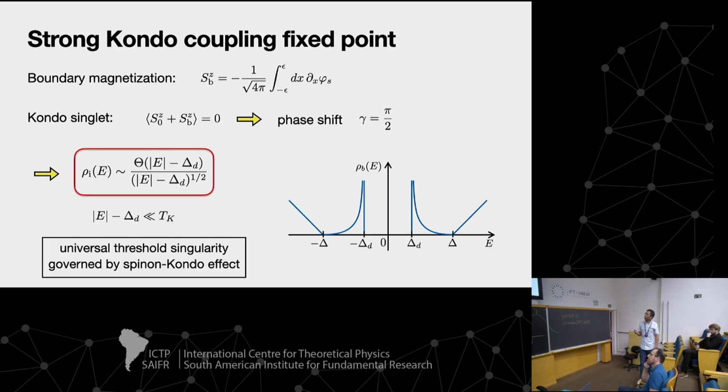So I want to argue that actually if you flow to strong coupling, you get the largest possible scattering phase shift, which is pi over 2. We can actually argue that by looking at the boundary magnetization, which is written in bosonization form in terms of this, and if you think that in the strong coupling limit you should get a Kondo singlet, you can show that this phase shift really has to be pi over 2.